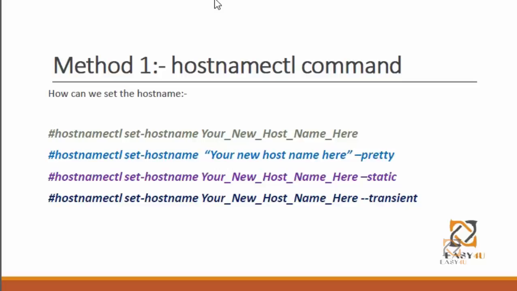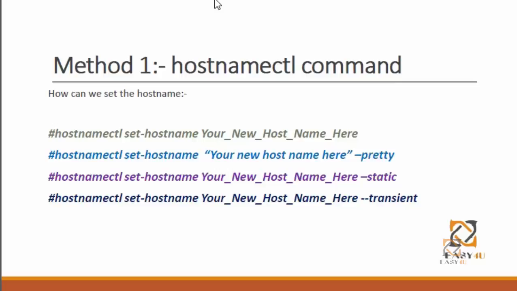If you want to set the pretty hostname, then you need to execute this command: hostnamectl set-hostname, and then type the hostname in double inverted commas. In this hostname, you can use white space. After the hostname, you need to give one space, then use the double hyphen pretty option.